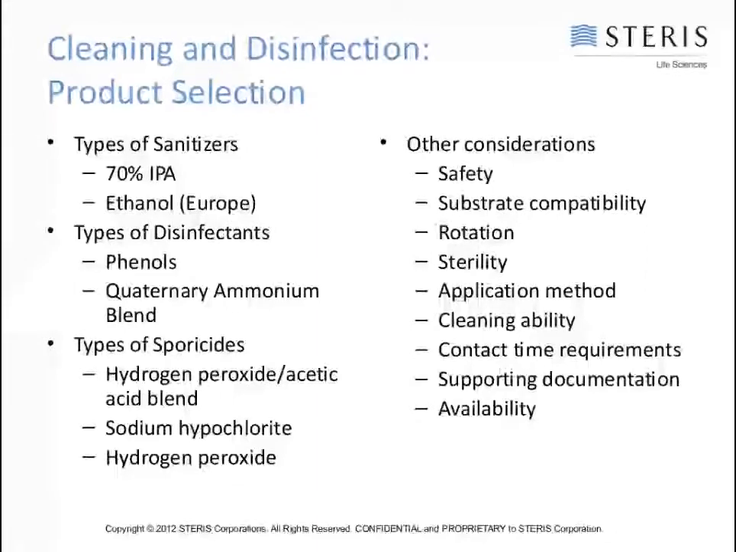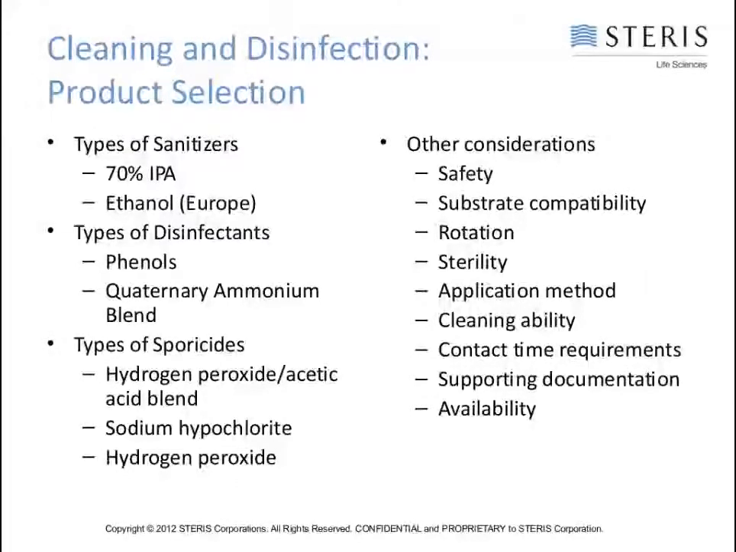And then we have the types of sporicides. The biggest one I see is a hydrogen peroxide acetic acid blend. Sodium hypochlorite, which is bleach, is a big one as well. I've also seen a lot of people use hydrogen peroxide. They're all great types of sporicides, and I've seen facilities that will use all 3 of these or 2 of these. The one thing you want to consider is that these are products that can cause corrosion to stainless steel.